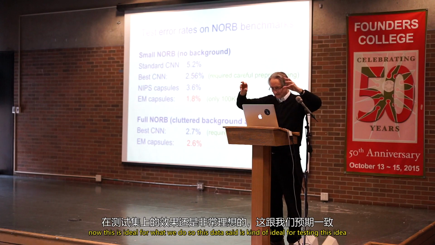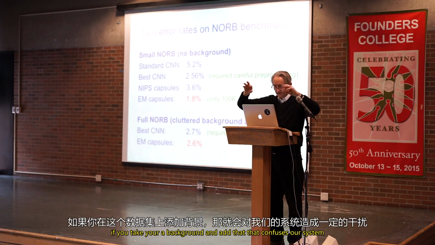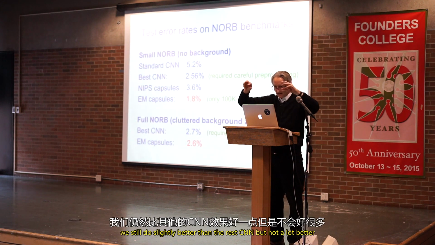Now this is ideal for what we're doing. So this data set is kind of ideal for testing this idea. We better be able to beat the opposition on this ideal data. If you take a cluttered background and add that, that confuses our system. We still do slightly better than the best CNN, but not a lot better.